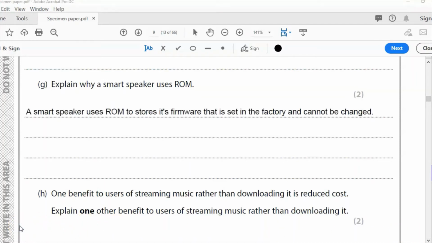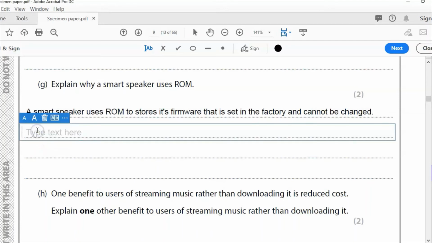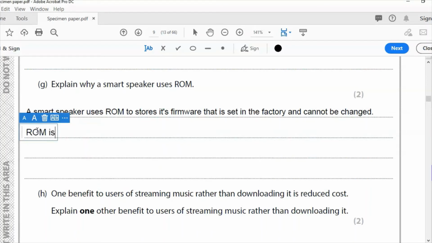So we're talking about it cannot be changed because why? ROM is, and you need to understand this term, non-volatile. It means it does not need an electrical current to store data. So when you switch the computer off, the contents of the ROM are still there.